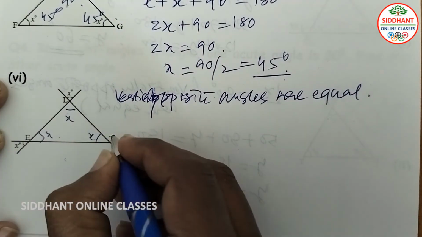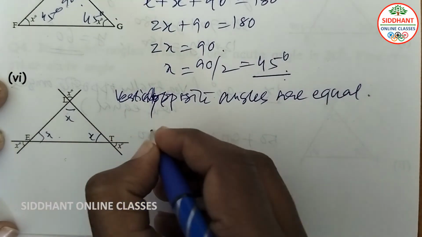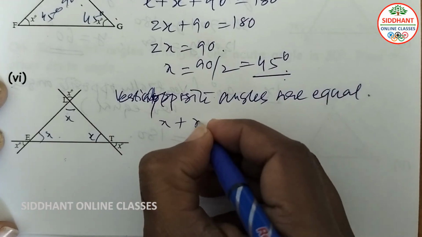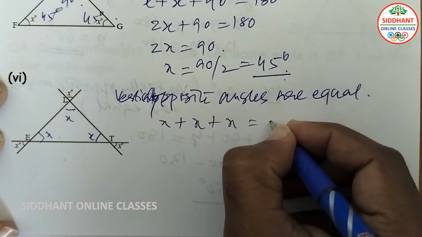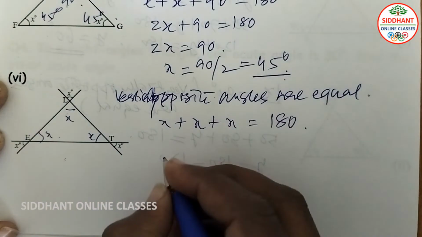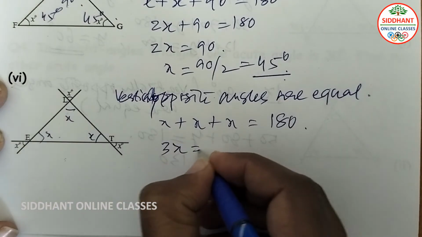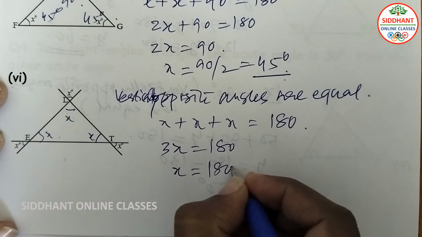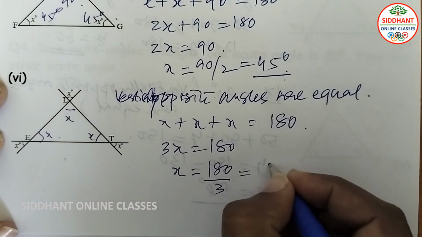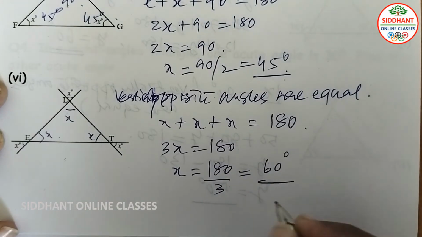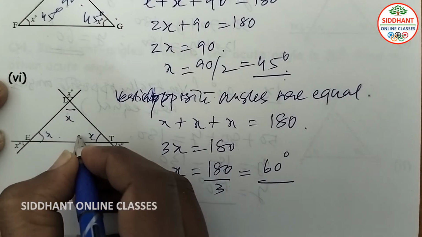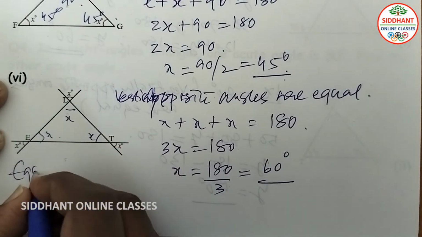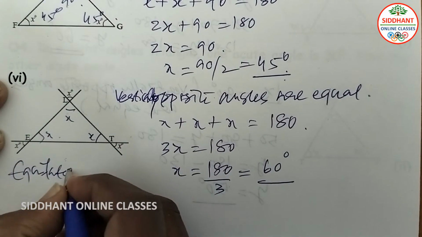Then we know the sum of angles is equal to 180 degrees. That means x plus x plus x equals 180 degrees. Then 3x equals 180 and x is equal to 180 by 3, that equals 60 degrees here. So each angle is 60 here. That means it is an equilateral triangle.